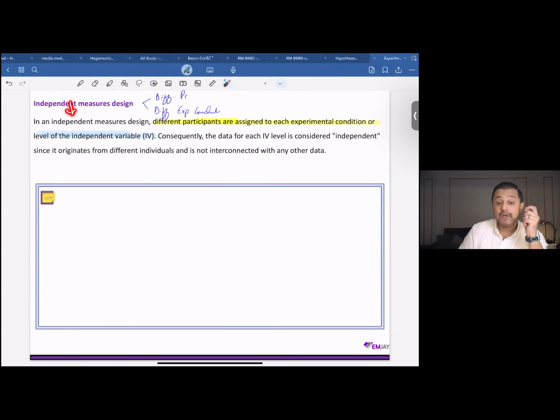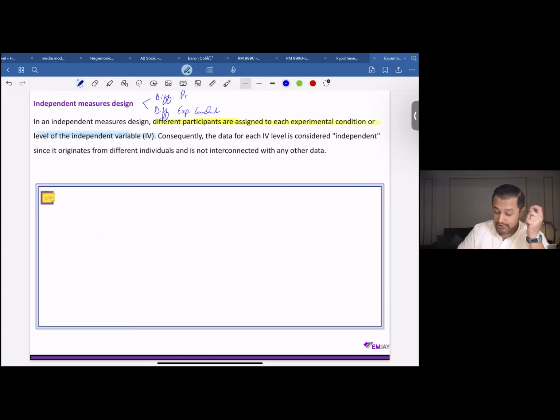Let's read this here. In an independent measures design, different participants are assigned to each experimental condition or level of the independent variable. Consequently, the data for each IV level is considered independent since it originates from different individuals and is not interconnected with any other data.